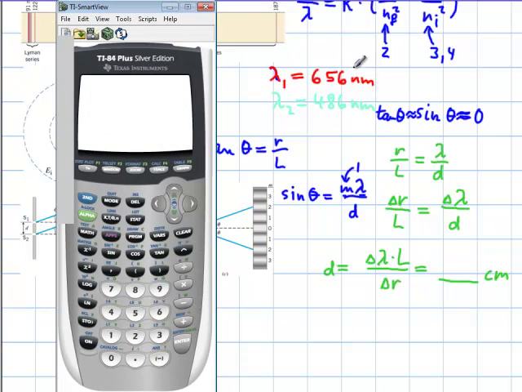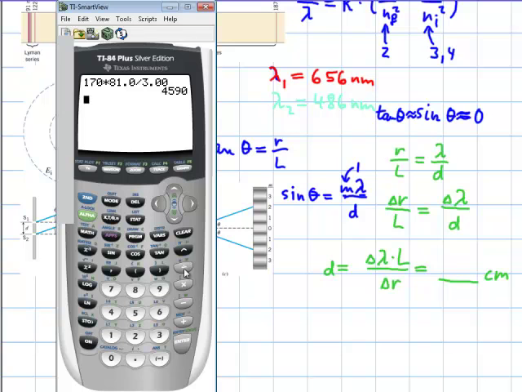All right, so I have 656 minus 486 nanometers. Well, I can do it in my head: 170 nanometers is the difference, times the 81.0 centimeters divided by the 3.00 centimeters. Centimeters divides out with centimeters, and multiply by 170 nanometers, still in nanometers, 4,590.